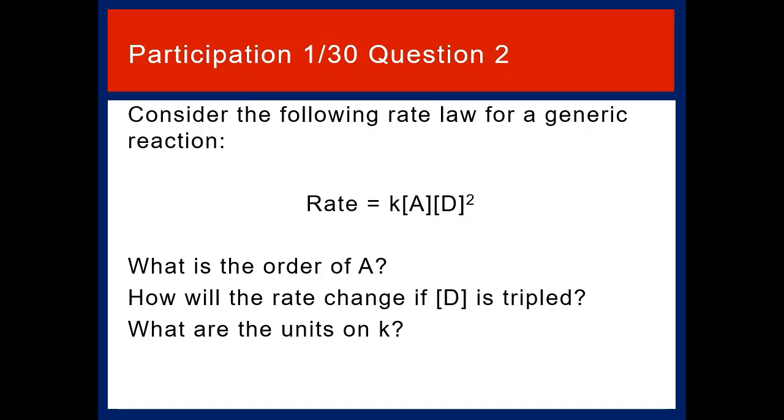Again, consider the following rate law for a generic reaction. Rate is equal to K times the concentration of A times the concentration of D squared. What is the order of A? How will the rate change if the concentration of D is tripled? And what are the units on K?